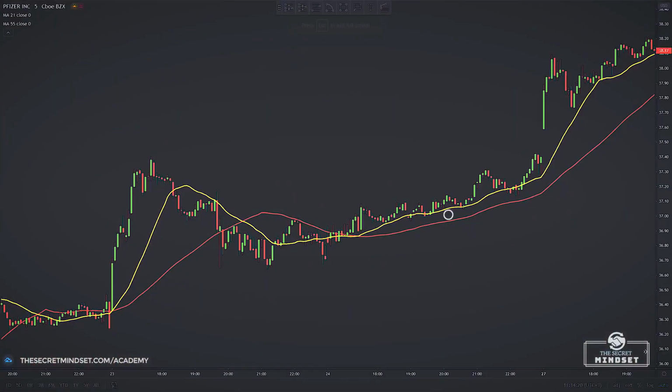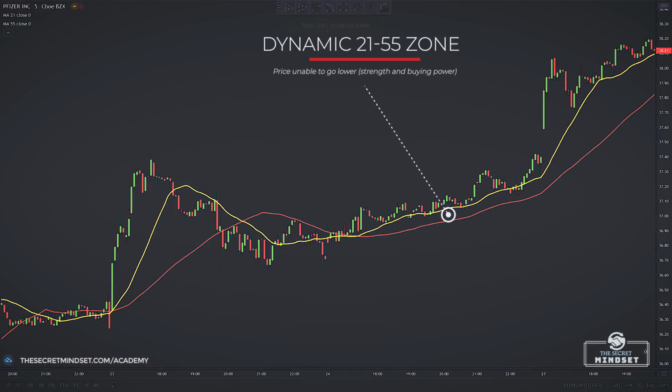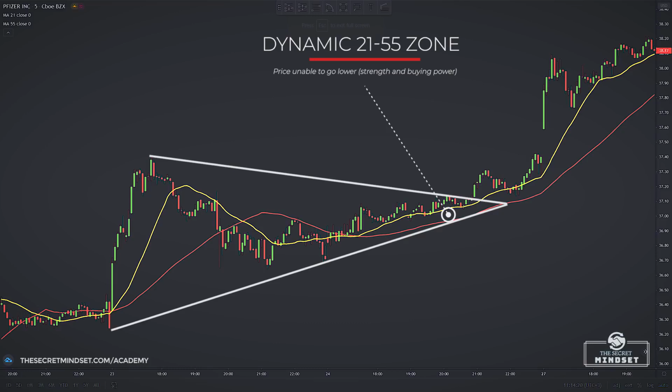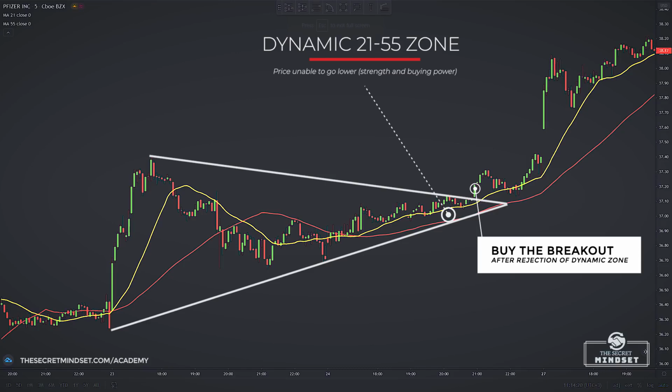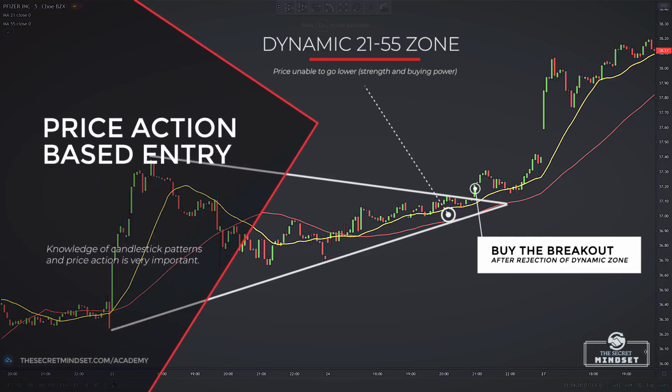In this example, we have the dynamic zone, which basically acts as a magnet, because when price is too far away from it, it tends to pull price back to this zone. Then, as the price was unable to go lower, which is key in our strategy, as we want to see strength and buying power, we also have a breakout play here, out of this wedge pattern or triangle pattern, indicated by these lines. So we have a price action based entry.